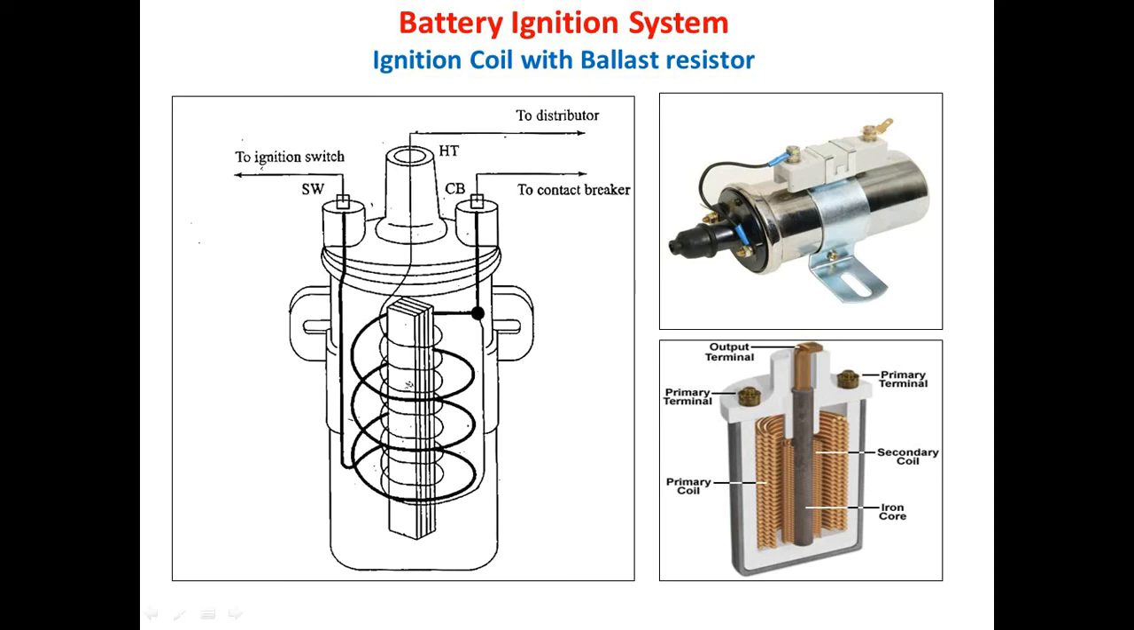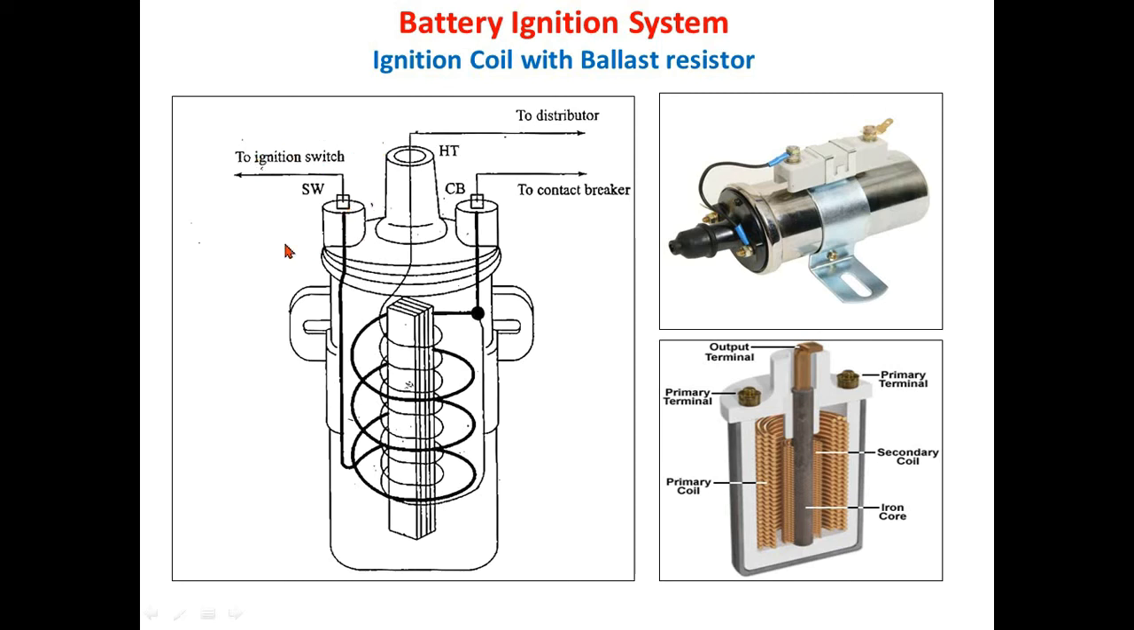One terminal of this secondary coil is connected to the high tension cable, which is further transferred to the distributor. The other terminal of the secondary coil is connected with the primary coil, and then further it is transferred to the contact breaker. In case of the primary coil, one terminal of the primary coil is connected to the ignition switch, which you can observe here on this terminal.